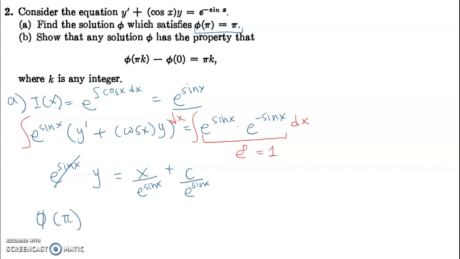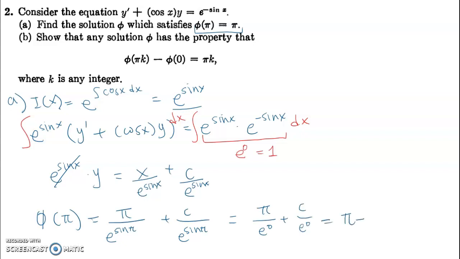So let's do that. That is going to be pi over e to the power of sine pi plus c over e to the power of sine pi. We know that sine pi is 0, so this is pi over e to the 0 plus c over e to the 0. E to the power of 0 is 1, so we have pi plus c. We know that this should equal pi. So we know our c value should be 0 in this case.